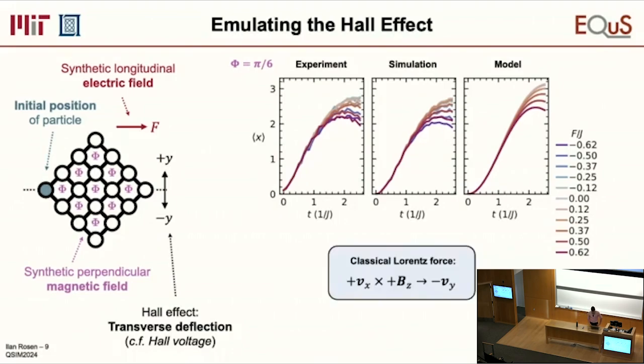Okay. So what do we expect would happen? We're thinking about a classical Lorentz force. We would say we have an x velocity, right? And we have a z magnetic field. So we should always have, in this case, a negative y force. So the particle should always go down, right?